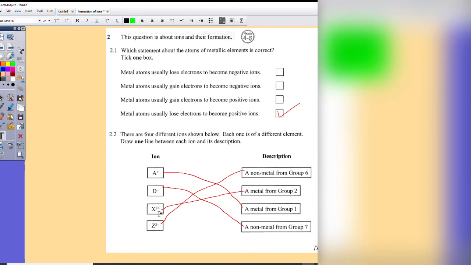This other metal here is X2+. Now I'm saying it's a metal because it's got a positive ion, and because it's 2+, it must have lost 2 electrons, therefore it must have been in group 2.